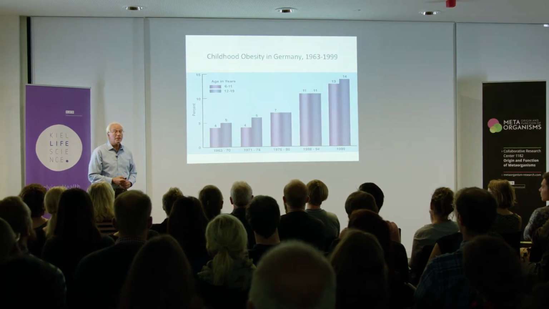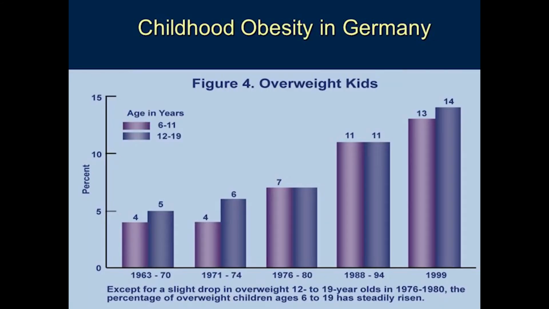Here's childhood obesity in Germany. I recently was studying the internet for slides about Germany. But basically, here we're looking at a 36-year period. You're seeing the same kind of trend. This is telling us where the epidemic is going.